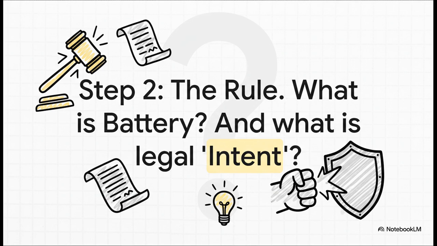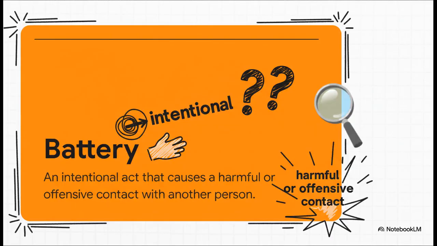So to answer our issue, we're actually going to need 2 rules. First, we need the definition of battery. And second, since our whole issue hinges on it, we need the precise legal definition of intent. So here's our first rule. Battery is an intentional act that causes a harmful or offensive contact with another person. Pretty simple, right? But notice that word, intentional. That's the key we're going to need to unlock this whole thing.